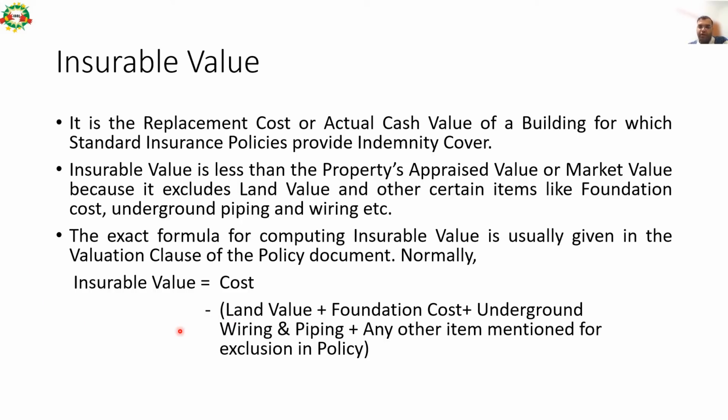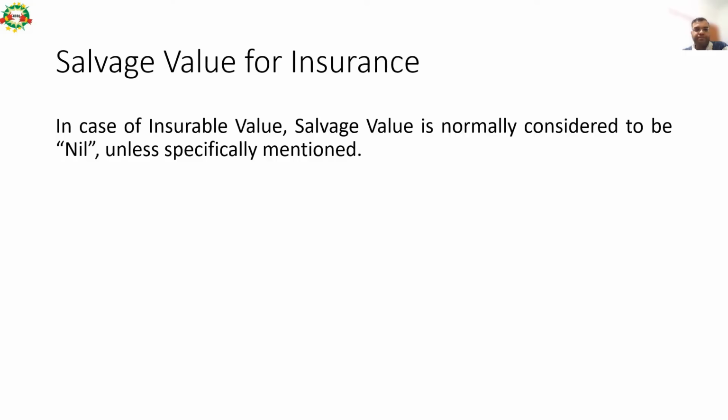So land is not required to be insured, minus foundation cost, then underground wiring and piping, any other item mentioned for exclusion in the policy. So broadly, whatever expenses we incur till plinth level, underground wiring, piping, foundation cost, up to plinth, those expenses plus land value are excluded from the insurable value, because an insurance policy doesn't normally cover all these aspects.